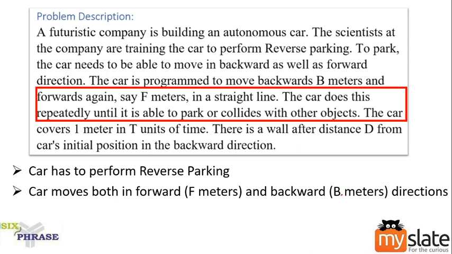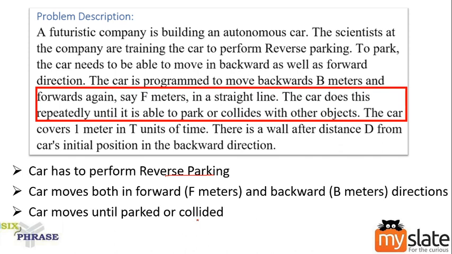The car does this repeatedly until it is able to park or collides with other objects. So the car will move in the forward and backward directions. As we said already, the car is required to do reverse parking. Until it is parked, or until it collides with other objects, the car shall keep moving. It will stop once it parks or collides. That is the next point: the car moves until it is parked or collided.